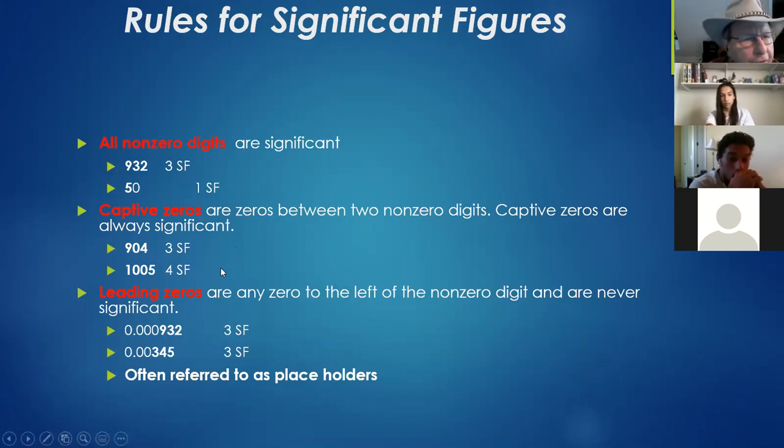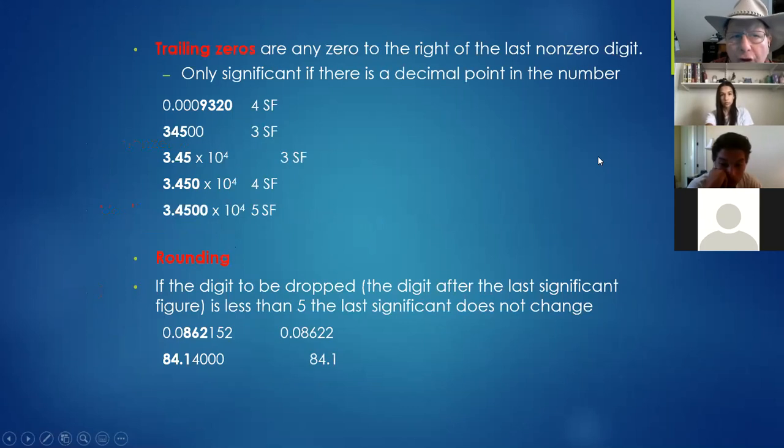Now, all this is straightforward. The choice comes when we have trailing zeros. Trailing zeros are any zeros to the right of the last non-zero digit. It's only significant if there is a decimal point in a number. So if I have 0.0009320, the 4 zeros to the left of the 9 are not significant, but the 0 to the right of the 2 is.